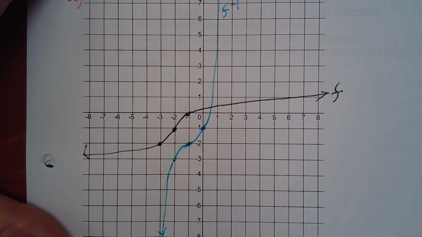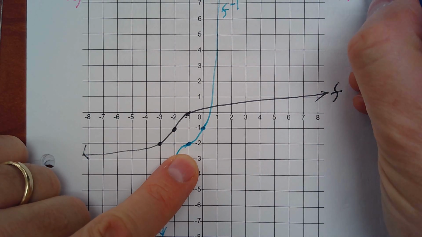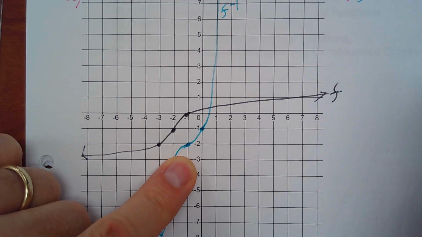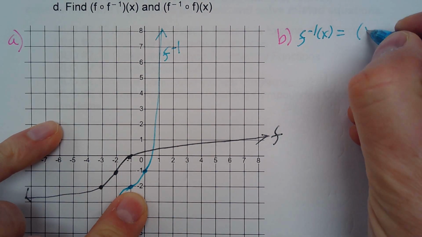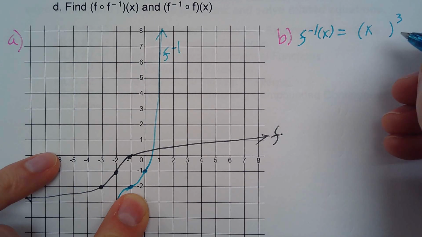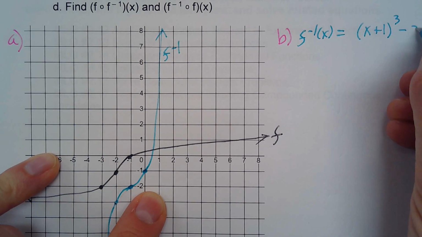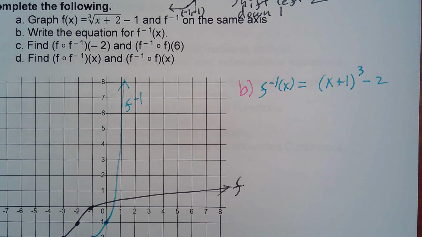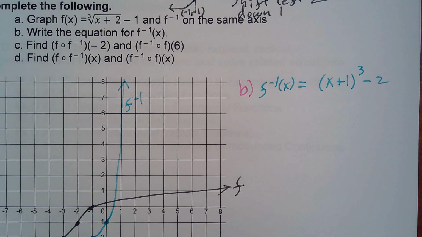All right, so we've already done part A here. Part B, this is my x cubed function. It's been shifted 1 to the left and down 2. Now, can you guess what's going to happen when we do the composition? We should get -2.